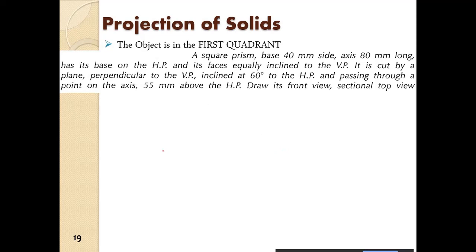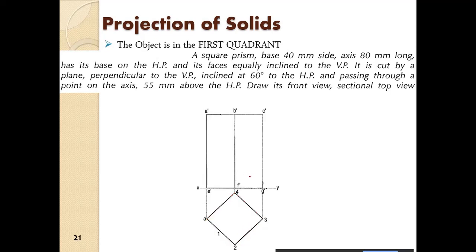Okay, a square prism, 40 mm side, axis 80 mm long, has its base on the HP, and its faces are equally inclined to the VP. It is cut by a plane perpendicular to the VP, inclined at 60 degrees to the HP. So first of all, we draw the top view of the square prism, and then we get the prism standing up.